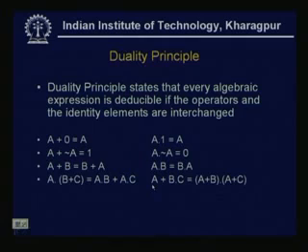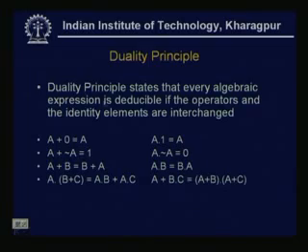Now, we see how these Boolean expressions can be developed from these algebraic concepts. First, we tell one very important principle, that is the duality principle. The duality principle states that every algebraic expression is deducible if the operators and the identity elements are interchanged. So, here the operators are again plus and dot.